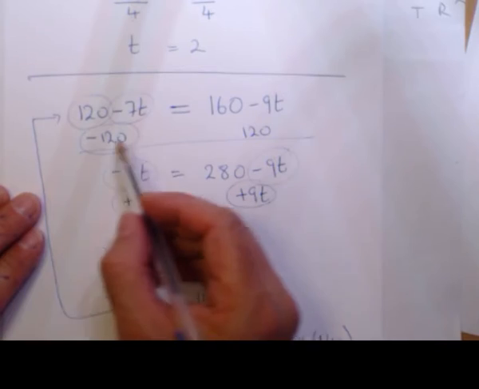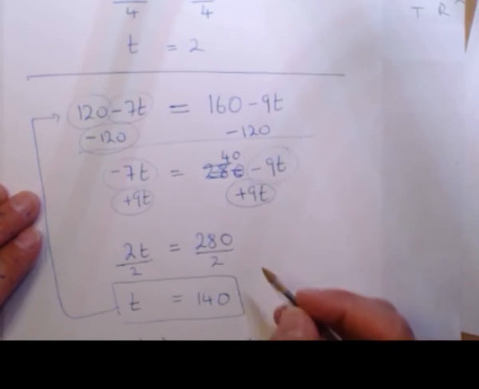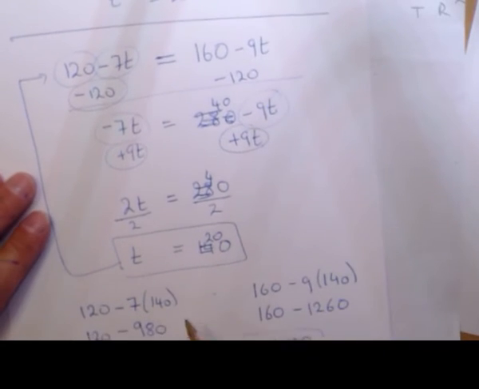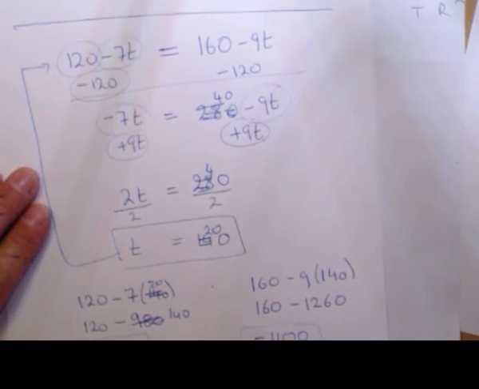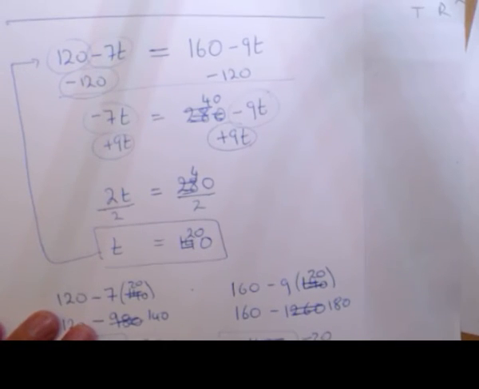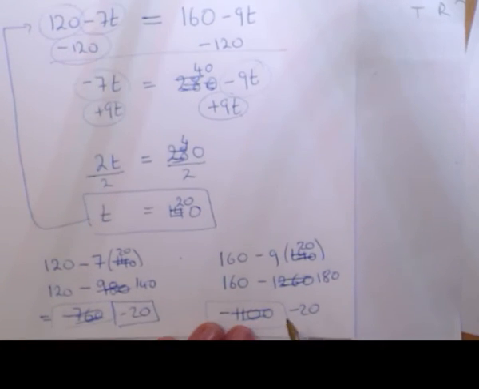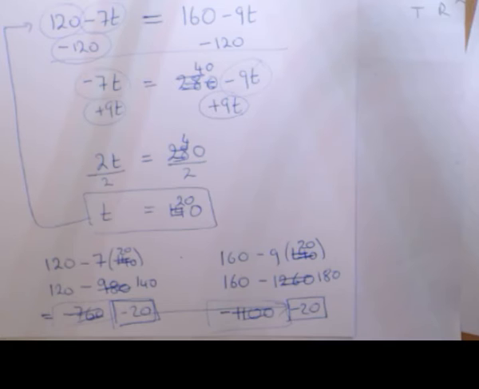So we go back here again and we realize I took away 120, so I had to take away 120 here. That of course would give me 40 minus 9t, which would give me 2t is equal to 40, over 2, which gives me t is equal to 20. If I checked my answer then, I get 120 minus 140 is equal to minus 20. And on the other side, you get 160 minus 9 times 20 is equal to 160 minus 180 is equal to minus 20. So our original expression will give us minus 20 when t was equal to 20. The second original expression would also give us minus 20 as a result. So the minus 20 is in balance with the minus 20. So that's the result that we expect.